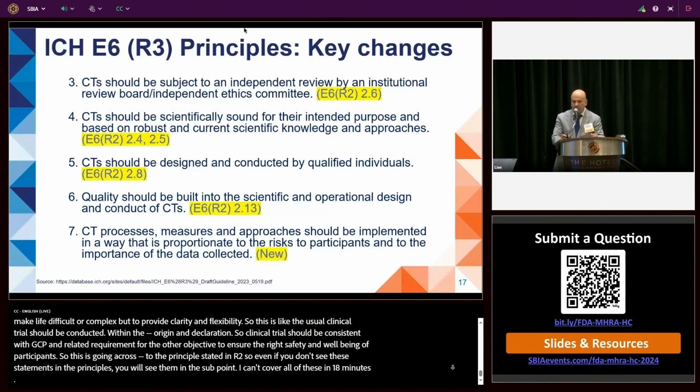Now, the principle 6 introduced the quality concept. So quality should be built into the scientific and operational design, as well as the conduct of the clinical trial. Principle 7 is a new principle. It introduces the proportionate risk approach. So process, measures, and approaches for clinical trials should be implemented, taking into consideration a proportionate risk to participant and to important element of the data, but also to quality.